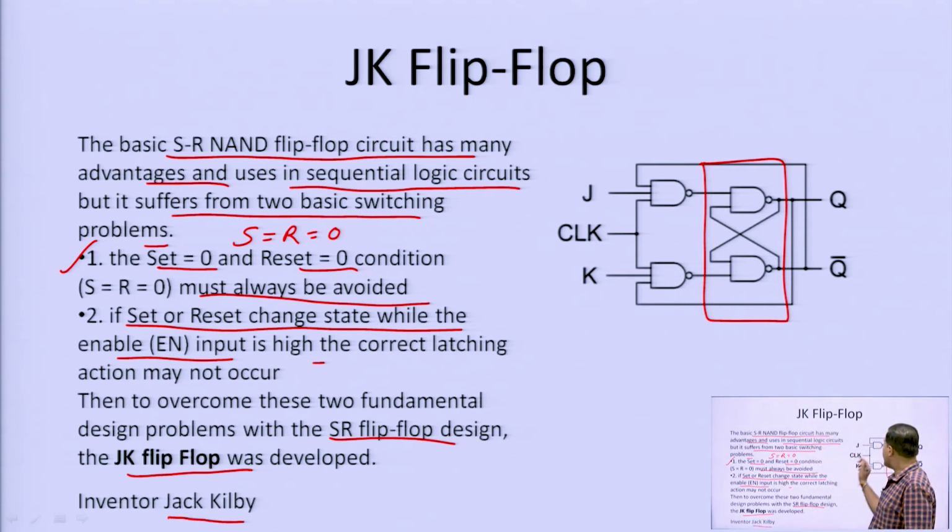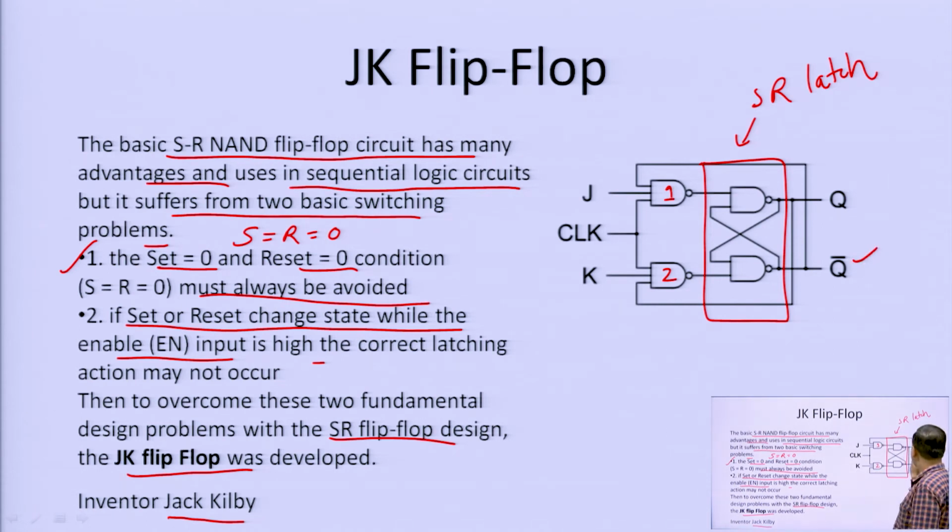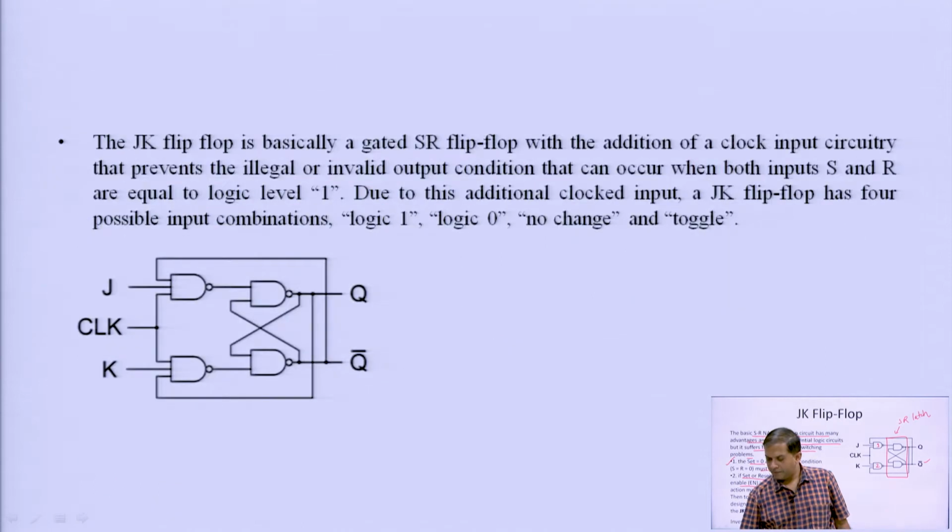You can see from the diagram itself, we have one SR latch, and what we have done is use two more NAND gates, and the Q output is connected to the second NAND gate as input, and Q bar is connected as input to the first NAND gate. Okay, so let us go into detail.